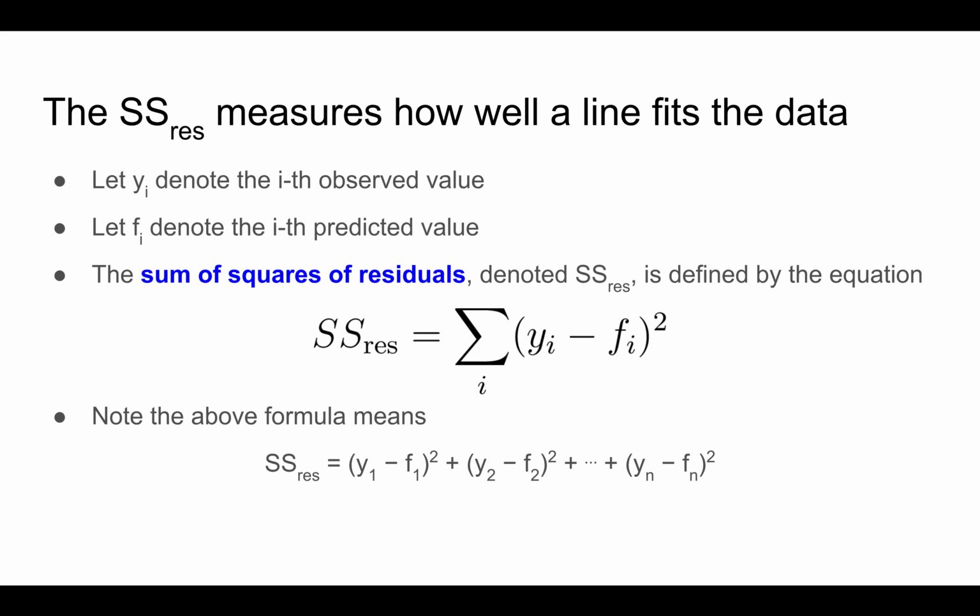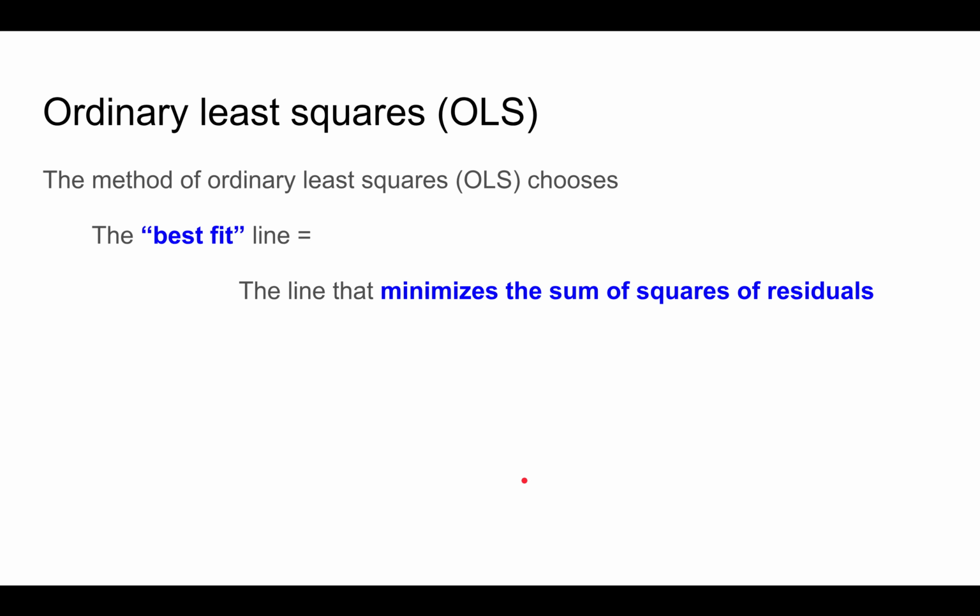There is a method which is based on using the sum of squares of residuals. And this is the definition of the sum of squares of the residuals. Basically, you take the ith observed value minus the ith predicted value and you square it and you sum that up. The best fit line, as defined using the method of ordinary least squares, is the line which minimizes the sum of squares of the residuals.